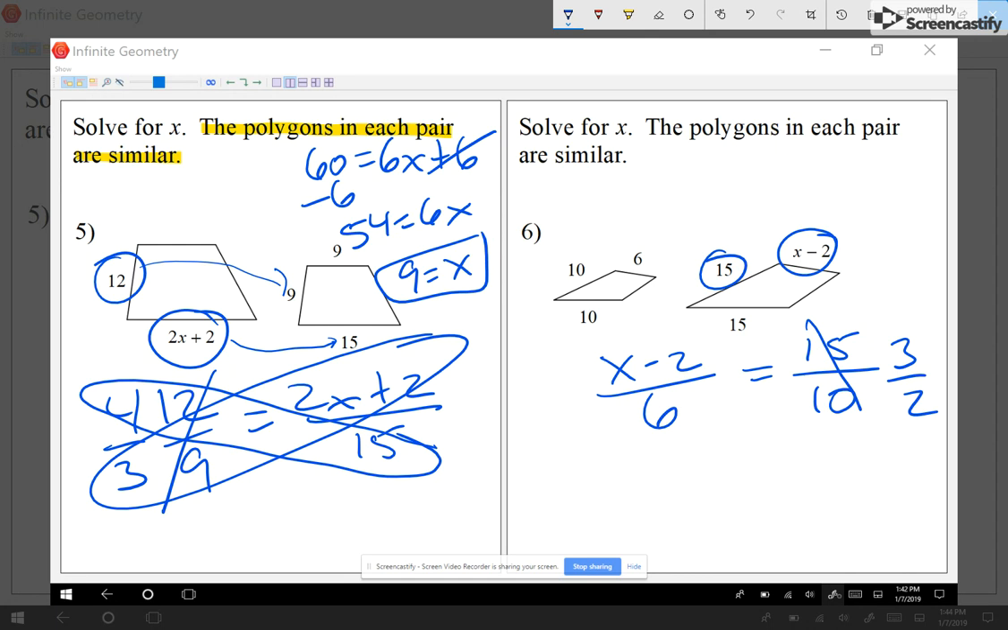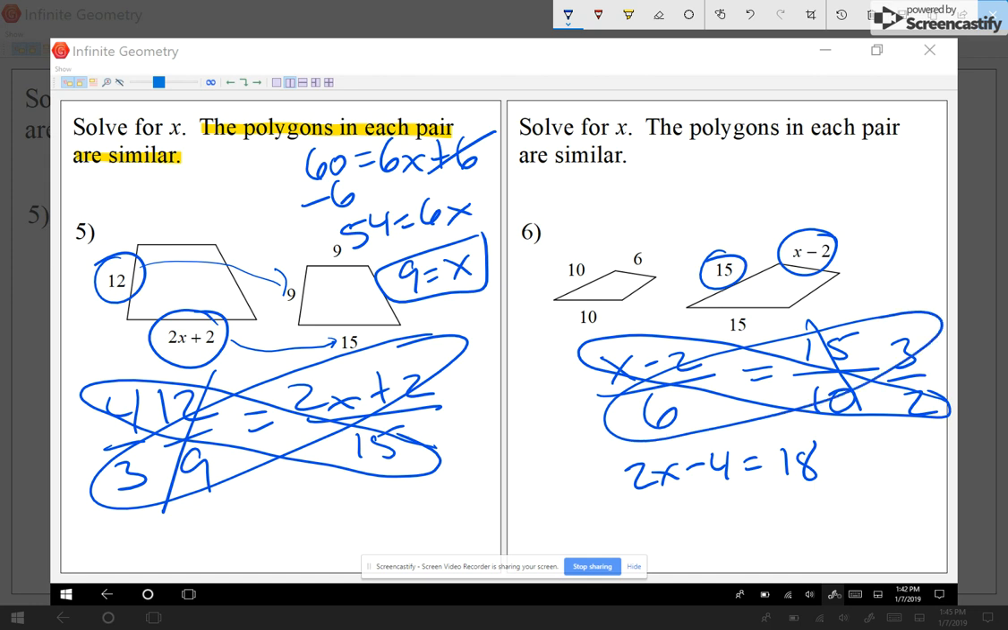Now, to solve for x, I'm going to cross multiply. When I cross like this, I'm going to get 2x minus 4. Remember, the 2 multiplied to both terms is equal to 18. Right? 6 times 3. Now, let me add 4. 2x equals 22. So, x must be 11.